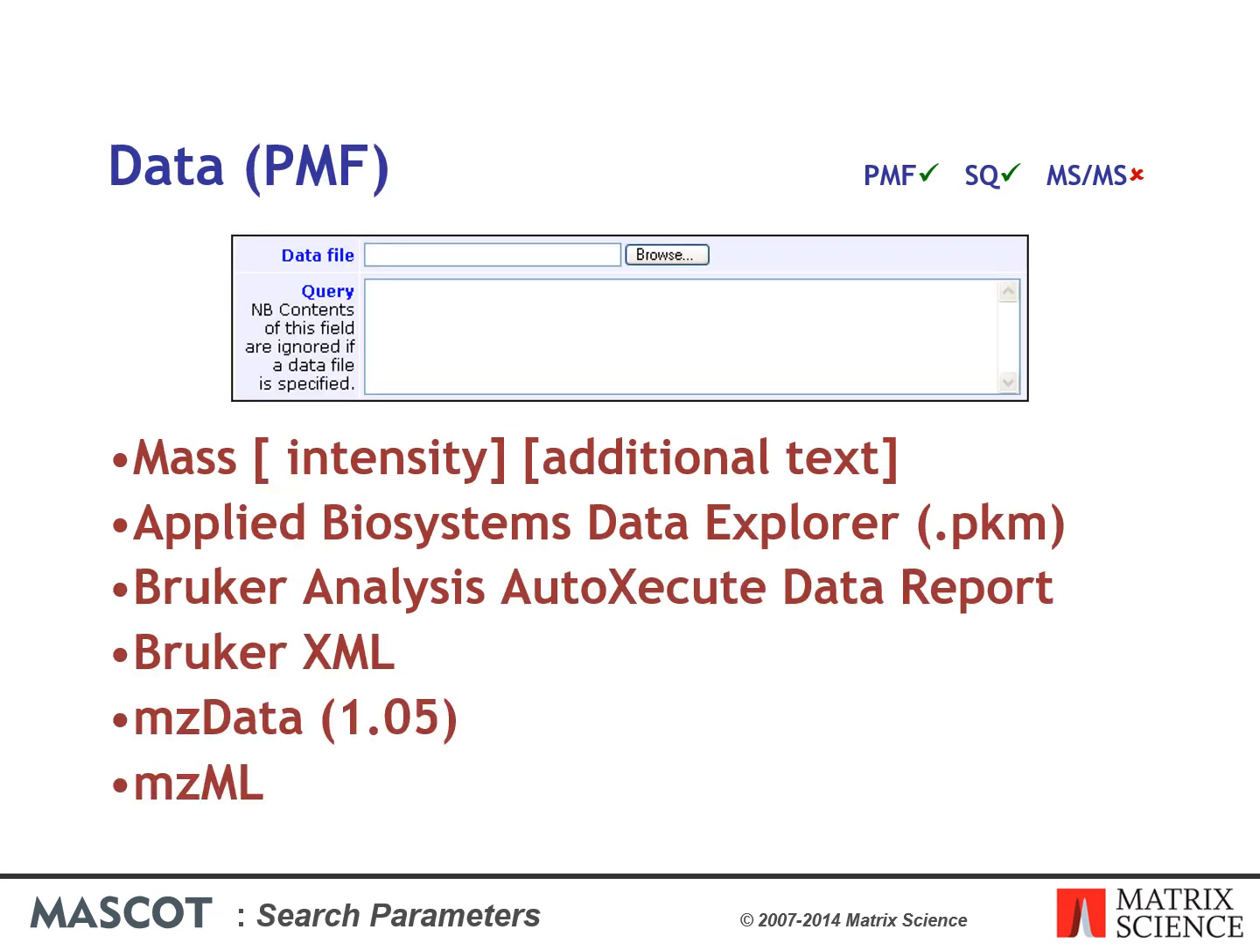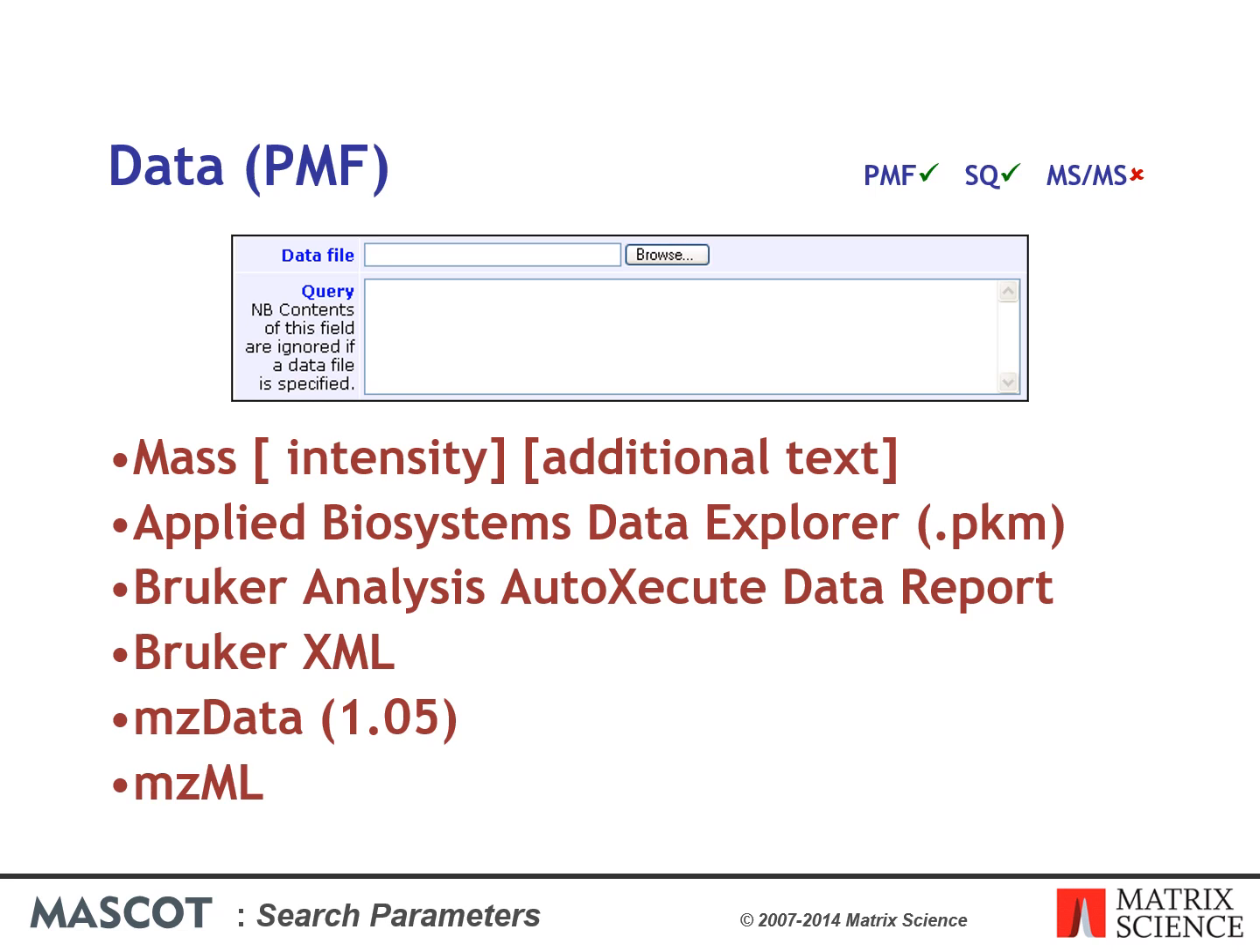The contents of the query window on the peptide mass fingerprint form are only used when no data file has been specified. The data format for a peptide mass fingerprint is auto-detected. It could be a simple list of mass values, one per line. If a second value is present, it is assumed to be intensity. Any further values on the same line are ignored.